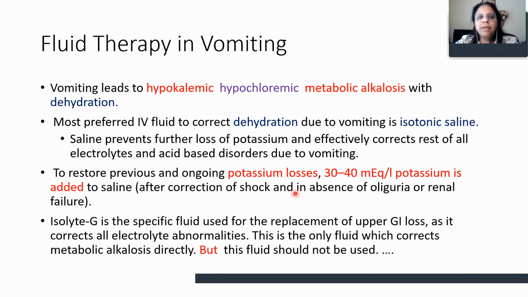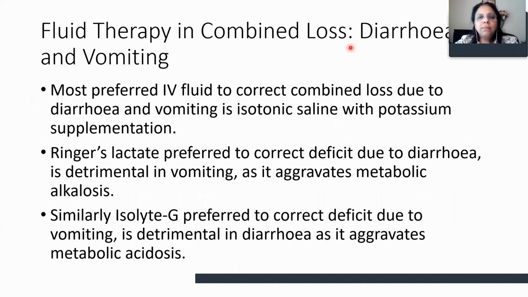To restore the previous and ongoing potassium losses, you can give potassium separately. You can put the saline and add the potassium to the saline, so that there will be more potassium, because a lot of potassium is being lost, right? Okay, and you can try Isolyte-G, but don't worry, these things are for postgraduates mainly. So in vomiting, if the patient comes to me with dehydration, I will give saline with added potassium. And for combined loss of diarrhea and vomiting, I would go for Ringer's lactate because that will correct both, right?